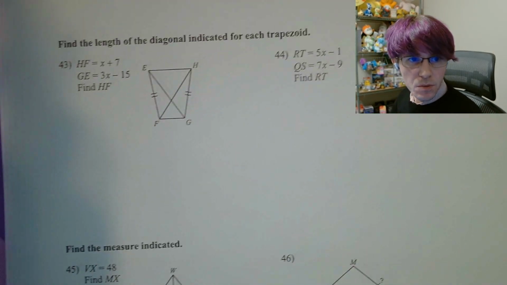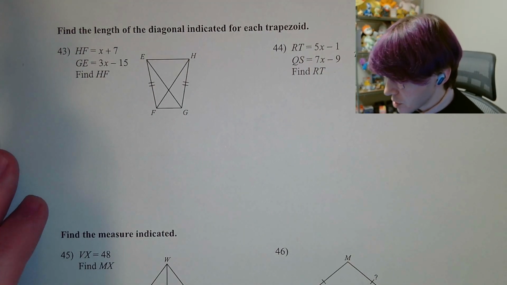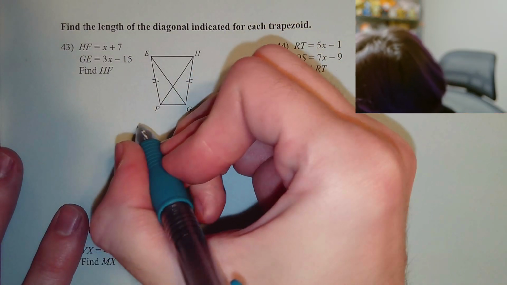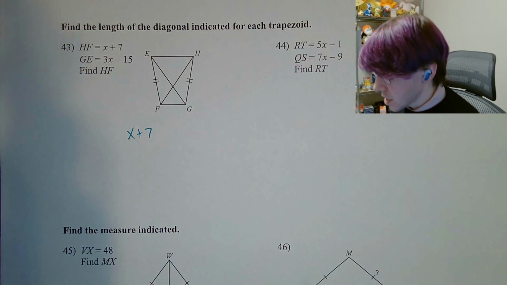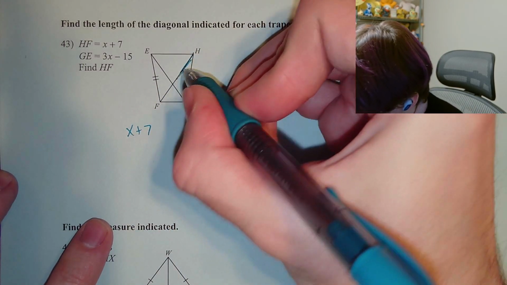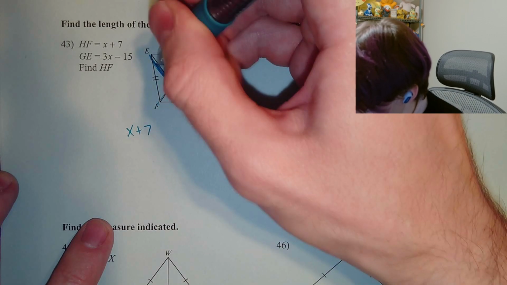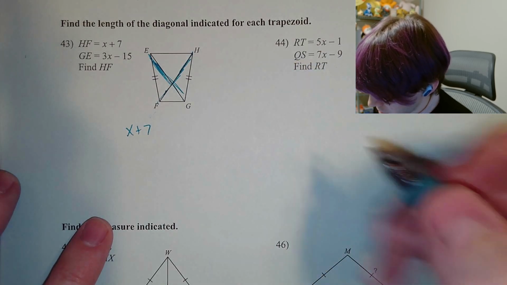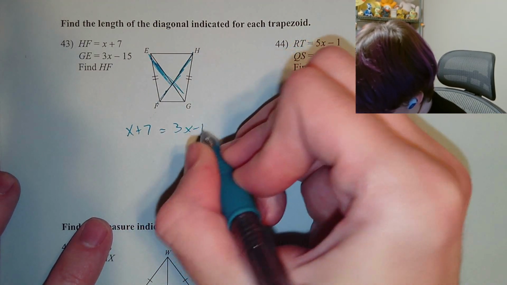Question 43, find the diagonal indicated for each trapezoid. These are now fresher in my mind, so I probably know the answers in advance, but that's okay. Idea is in isosceles trapezoid, the diagonals are also identical to each other, and that's what you're told. HF is x plus 7, GE, 3x minus 15. These are going to be equal to each other.